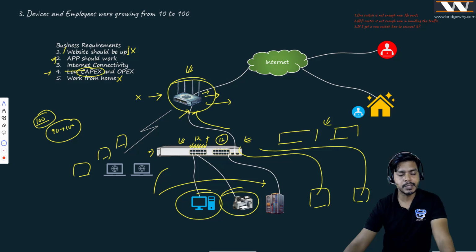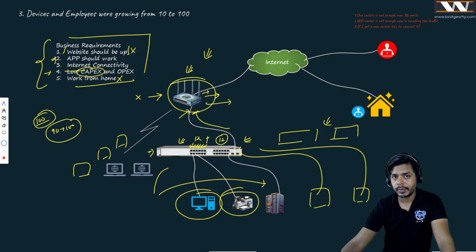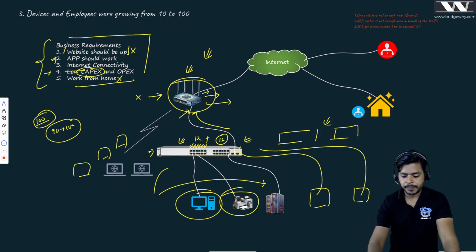So these were the previous requirements and we were not able to meet them with this network equipment, with this network design, because the size of this organization has grown in terms of number of people and number of devices, as simple as that.